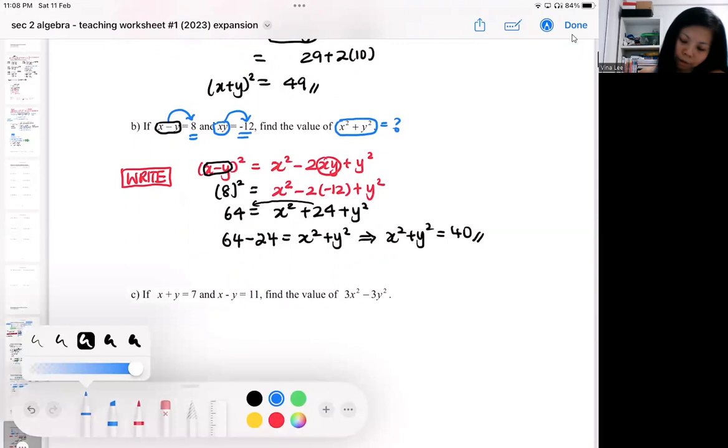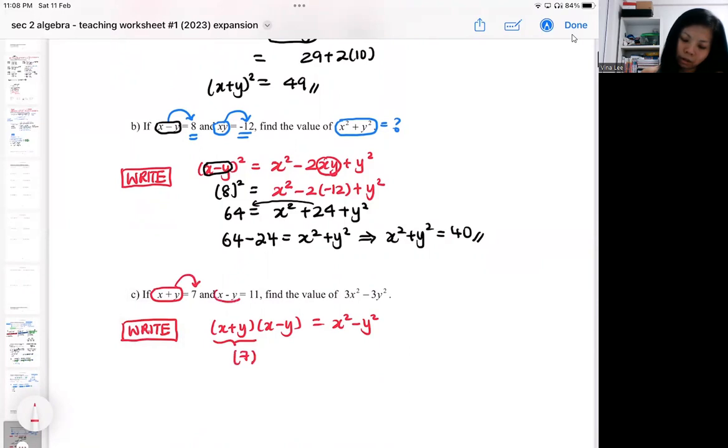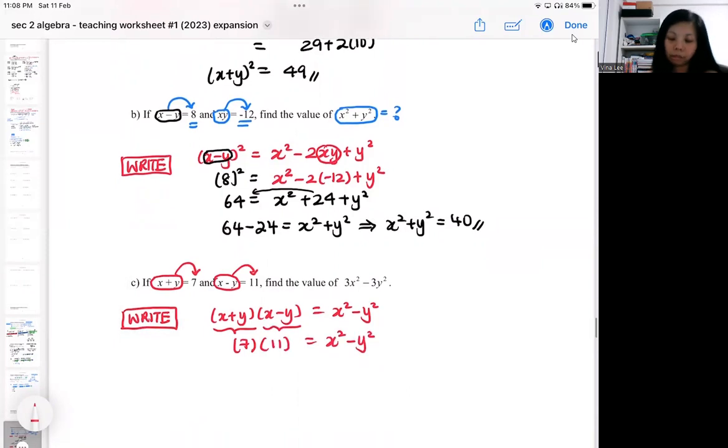So I'll be writing down formula 3. I will have (x plus y)(x minus y) equal to x squared minus y squared. So again, I write down the formula that I'm guessing. Then I insert the whole thing as a 7. So this bracket is a 7. This is an 11. So I will get x squared minus y squared. So without knowing your x and y, you actually know that this is a 77.